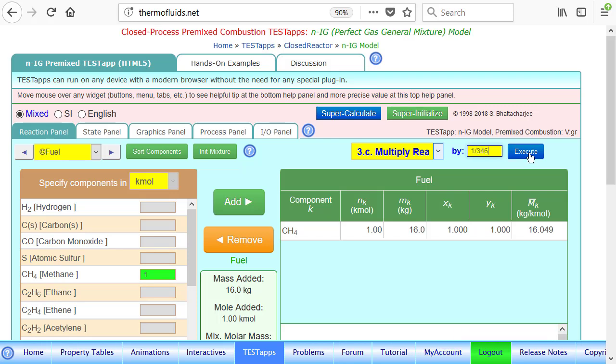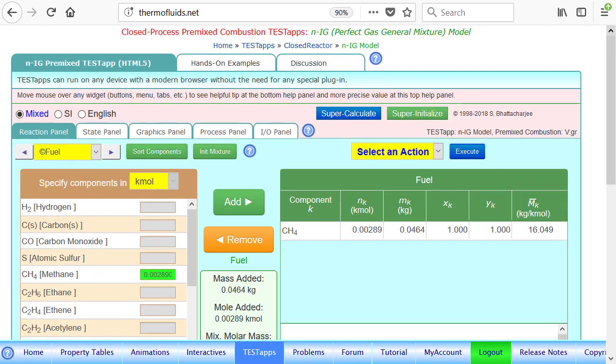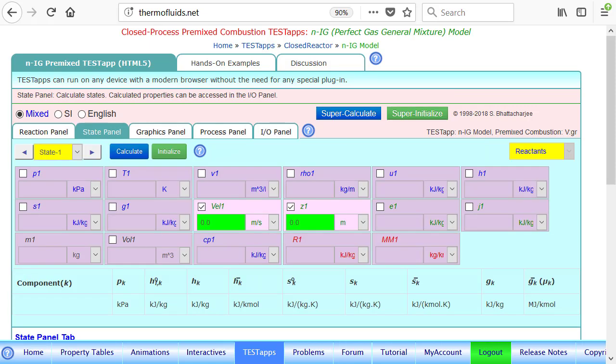Now if we execute this action, the reaction, as you can see, contains much less methane, much less oxygen, much less nitrogen. But if you convert them to mass, it'll be exactly 1 kilogram. Now that we have the reaction balanced, we go to the state panel. State 1 is keyed to reactant. If we select state 2, automatically it will go to product. So you don't have to mess with this part, just take a look at it to make sure you have the right mixture. State 1 is given as 100 kPa and 300 Kelvin.